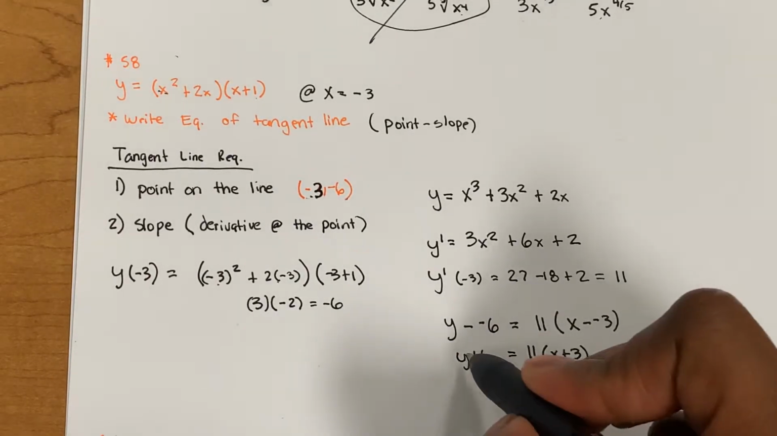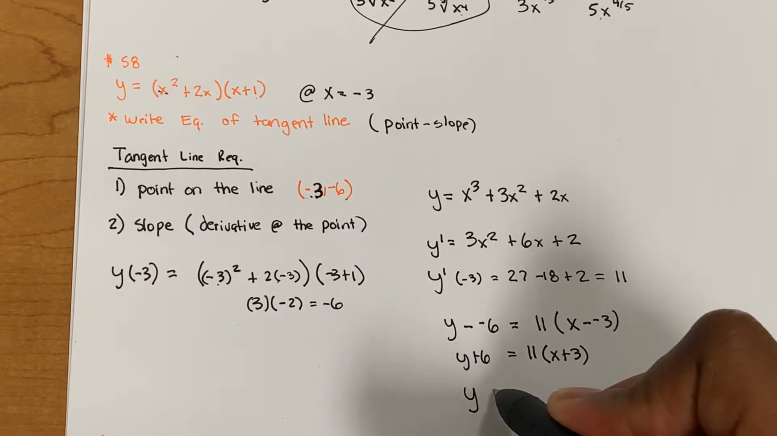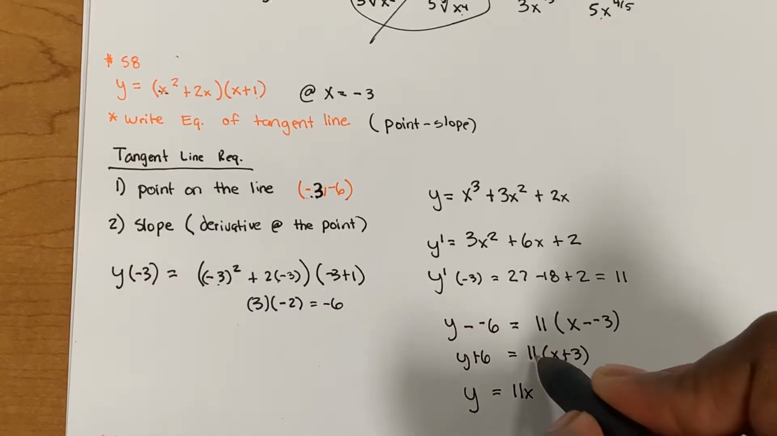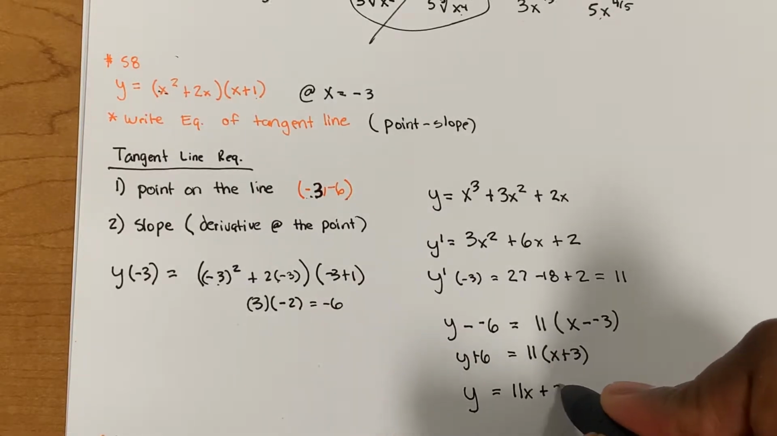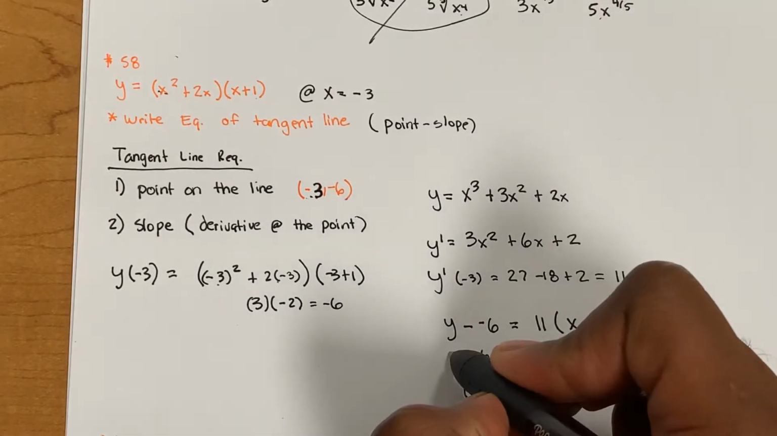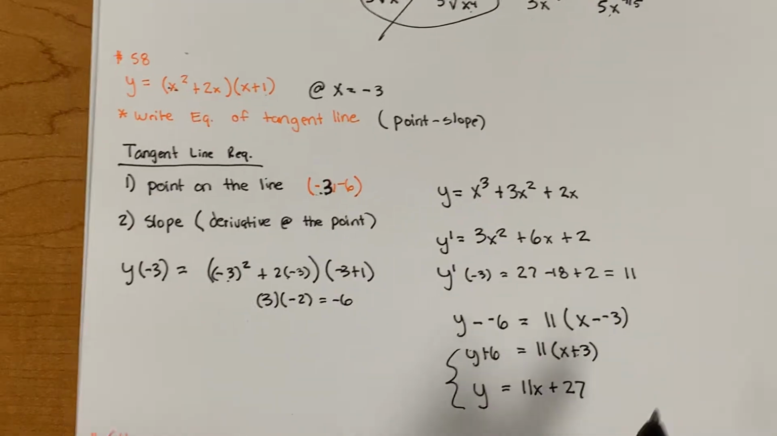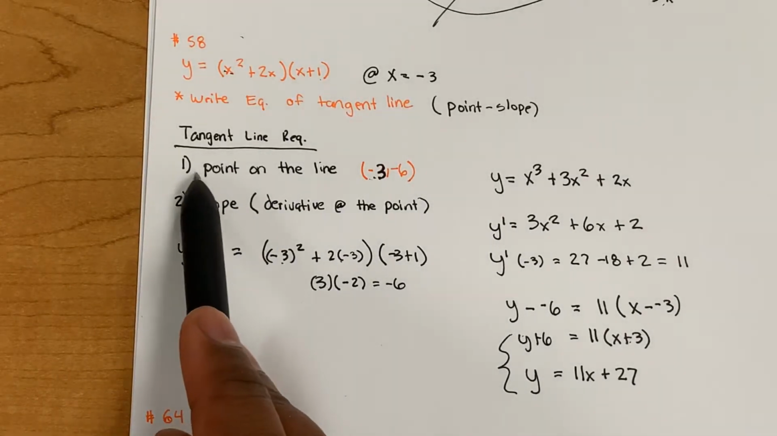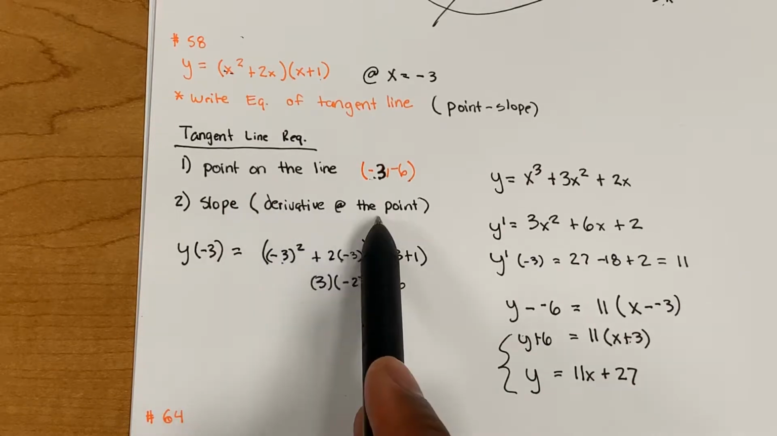So if we had to write this in slope-intercept form, we'd have y equals 11x. That's going to be 11 times 3 is 33, minus 6 is going to be plus 27. So either of these answers is correct. Point slope form, slope intercept form. So again, to write the equation of a tangent line, you always need the point on the line and the slope, which is just the derivative at that point.